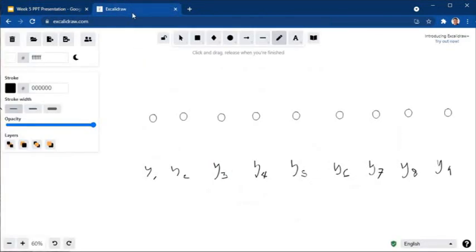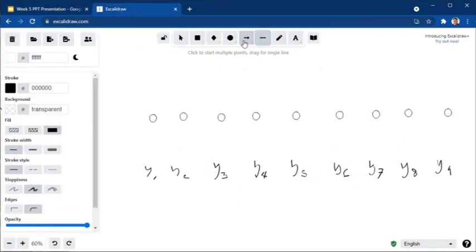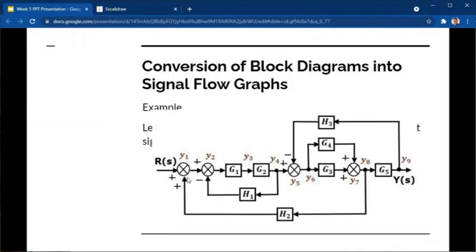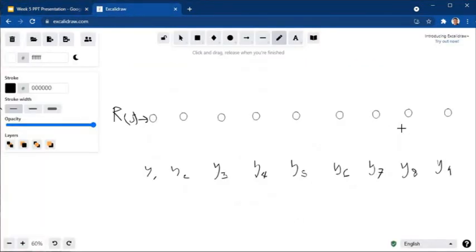Then the input signal is RS. This is our input signal. This will go to Y1. Then from Y1, we have two signals. Incoming to Y1, we have our RS, or the input, and then a feedback from node 8 with the gain of H2.